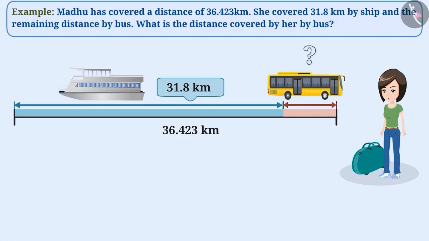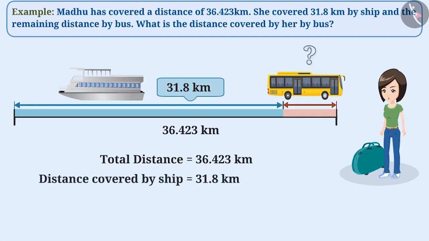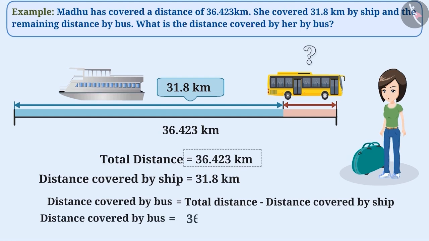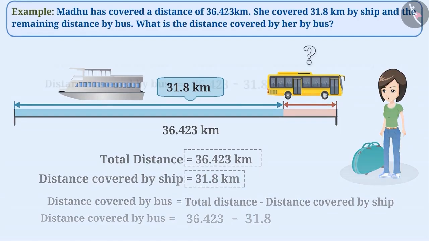From the example, it is clear that Madhu has covered a total distance of 36.423 kilometers. Out of this, she covered 31.8 kilometers by ship. We need to find the distance covered by her by bus. In order to find this, we need to subtract the distance covered by ship from the total distance she has travelled. Therefore, the distance covered by bus is equal to 36.423 kilometers minus 31.8 kilometers.